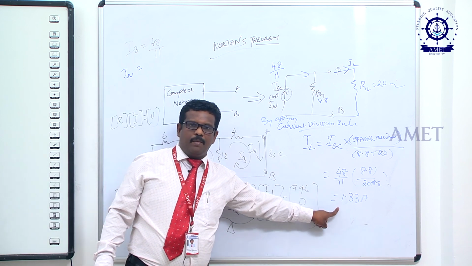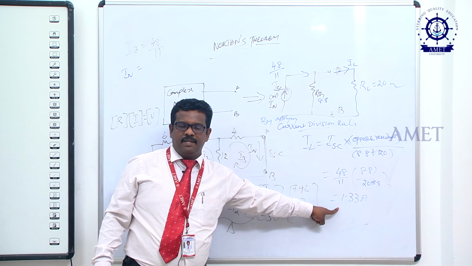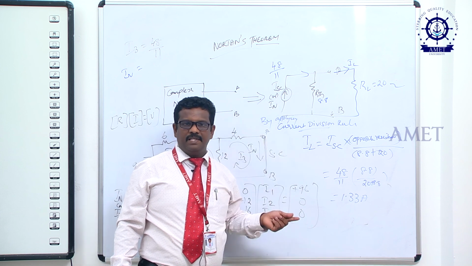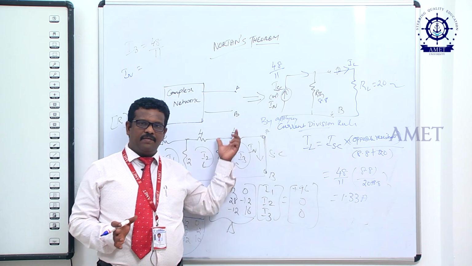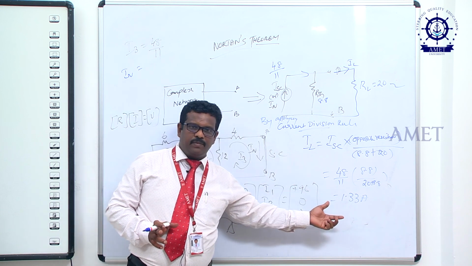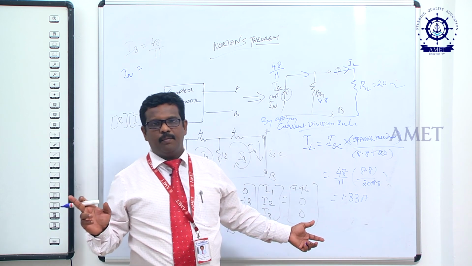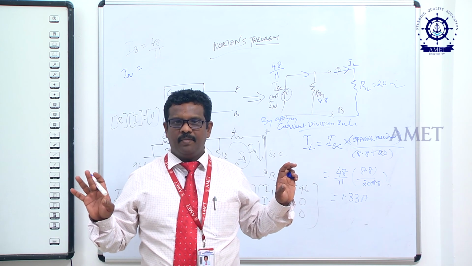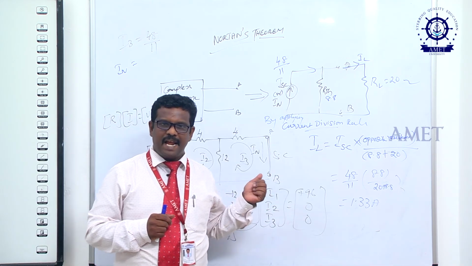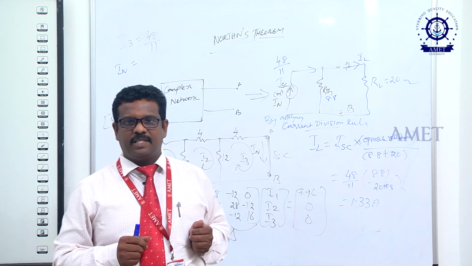The same amount of current flows through the load resistance, which we found by Thevenin's theorem. Now, you can easily understand that the Thevenin's theorem current and the Norton's theorem current, and the very first one, which we found by applying Kirchhoff's law, must all be the same. Now you can easily understand the Thevenin's concept. Thank you.